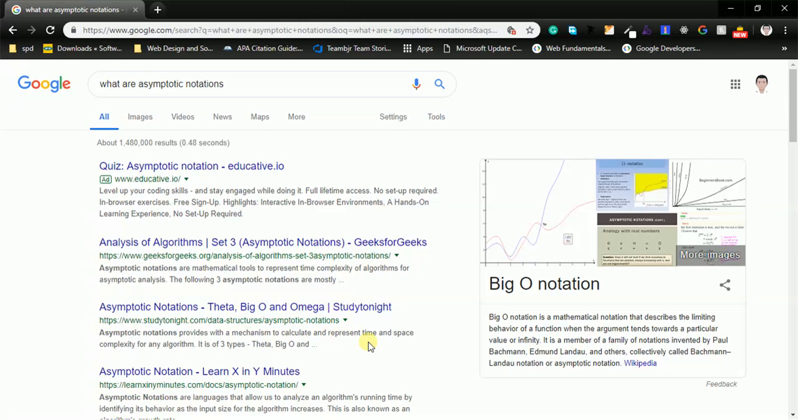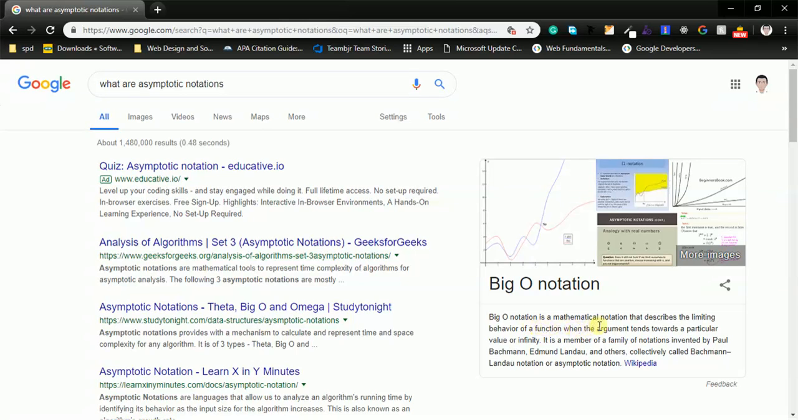Time and space complexity has to do with computing entities and data structures. There is a constraint on time and a constraint on space when it comes to algorithms. There are three types of these asymptotic notations: the big theta, the big O, and the big omega.